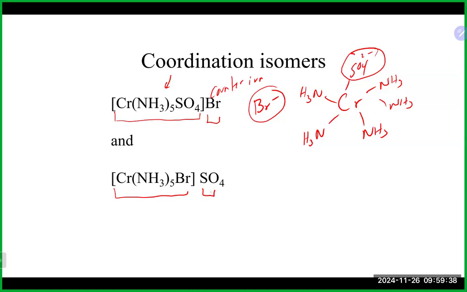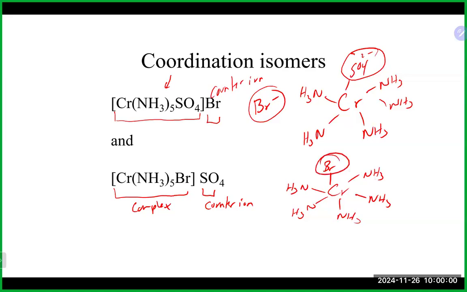The difference, though, is here the sulfate is actually acting as the counter ion. And part of our complex ion is actually that bromide gets incorporated in there. So with our 5 ammonias that are attached, the bromide here is actually a ligand that is attached. So these are coordination isomers.